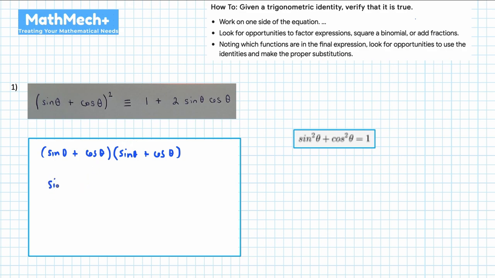So using your FOIL method, sine times sine is sine squared theta. So inside, outside, and last. Some of them are straightforward. I'm just demonstrating differences in technique that are involved in these kinds of questions.